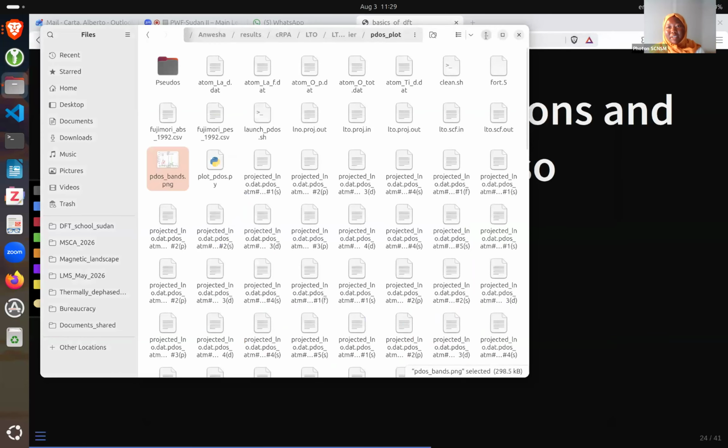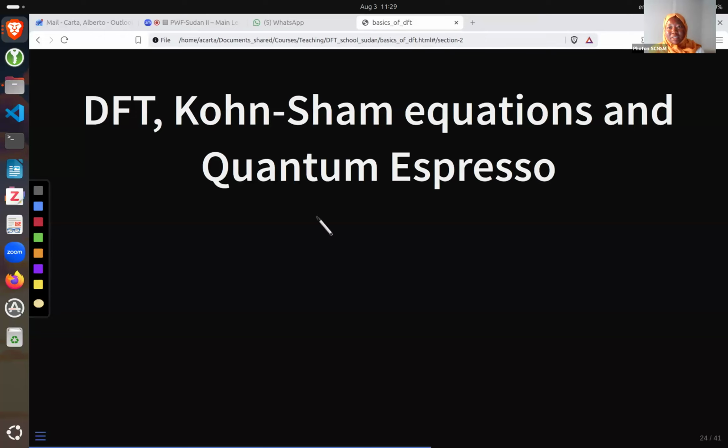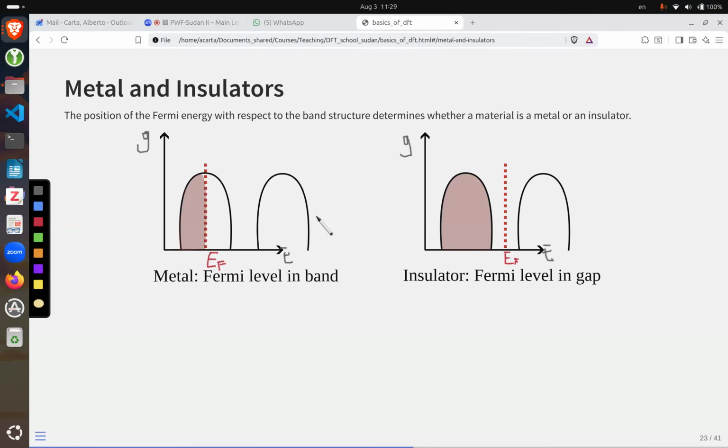There is also Rania. She raised her hand. Rania. In the last figure, how can we read the graph since we have electrons around the Fermi energy?